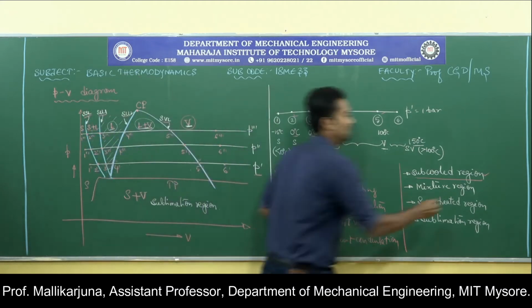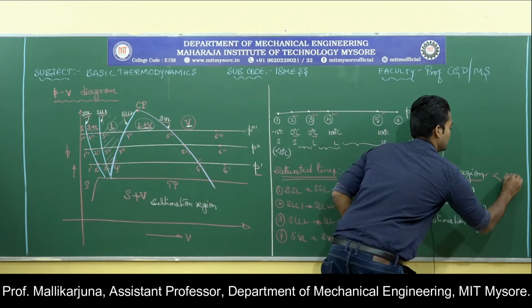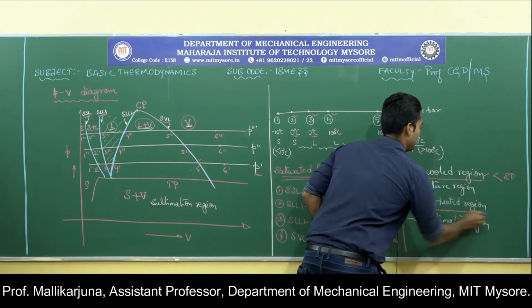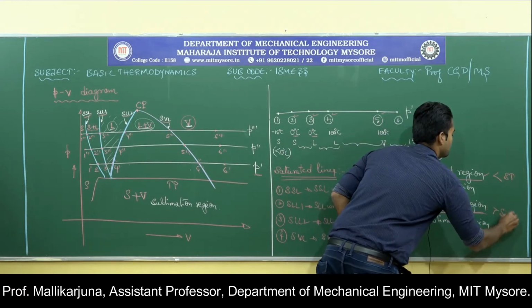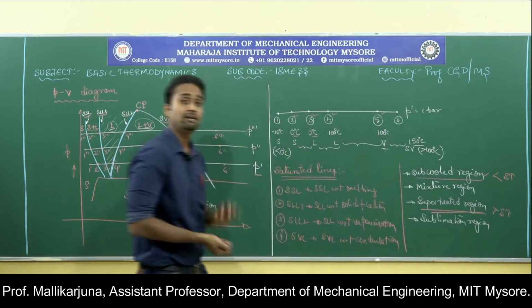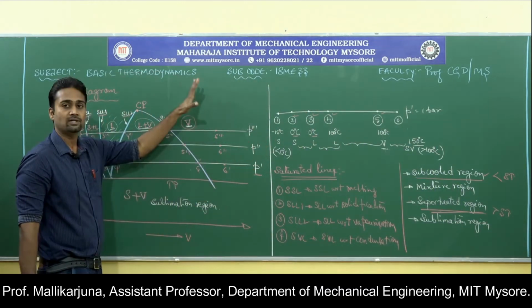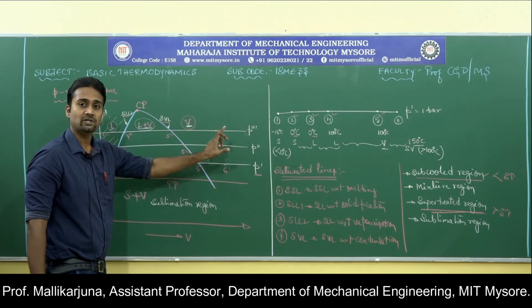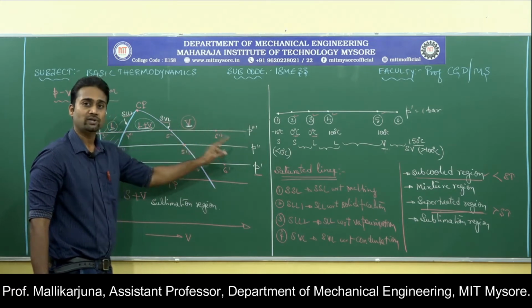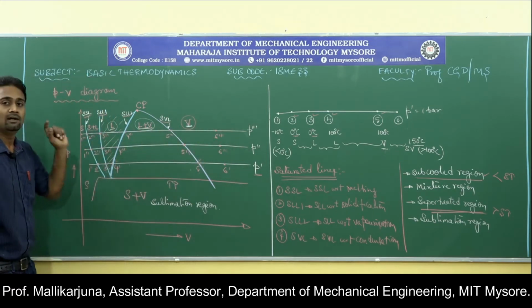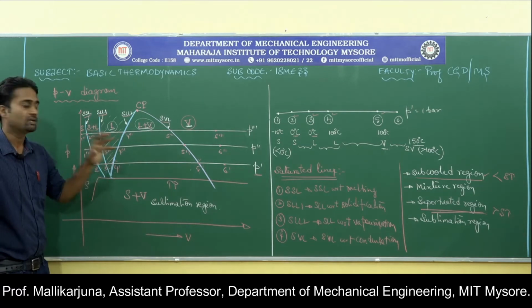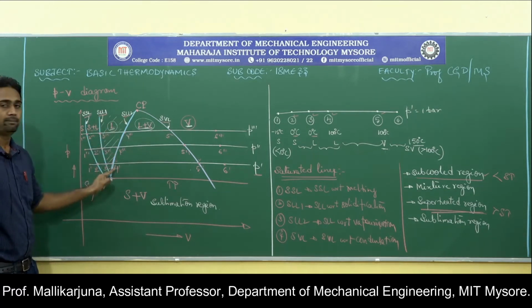So here it is less than the saturation temperature. In this region it is greater than the saturation temperature at any pressure. You can look onto any pressure. In that region, the temperature of the substance is greater than the saturation temperature. In this region, the temperature of the substance at any pressure is less than the saturation temperature.